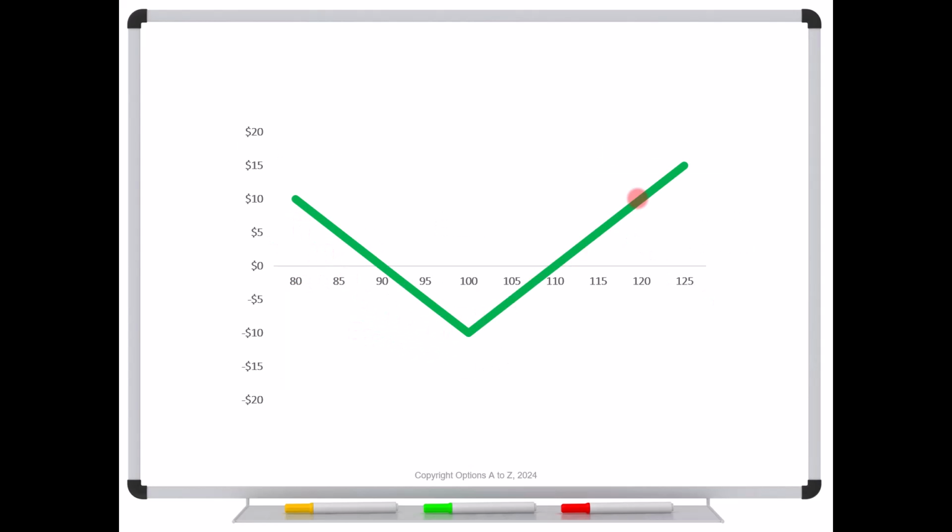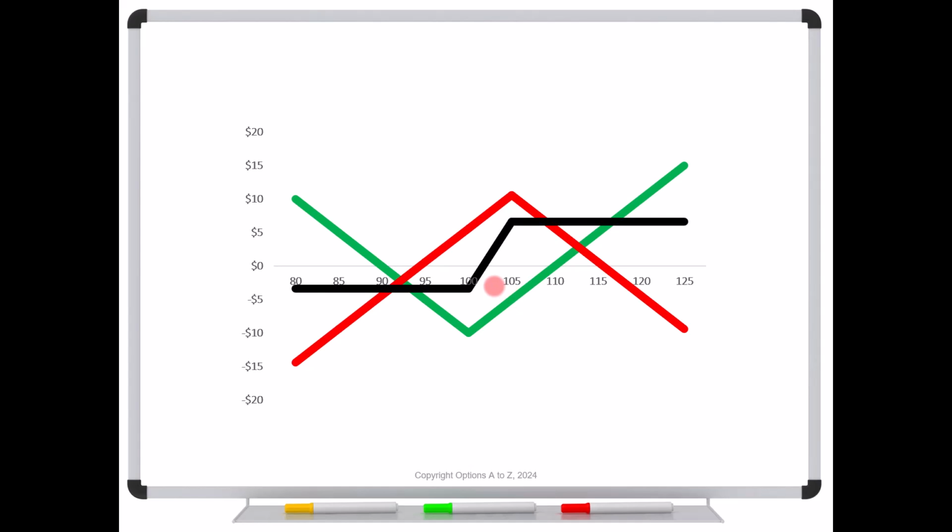This is the straddle at the 100 strike with the calls and puts that we saw. And if we do the short straddle at 105, we get this. And when we combine them, we're going to get this. So if we are long the 100 straddle and short the 105 straddle, we get this. And it looks just like a vertical spread.